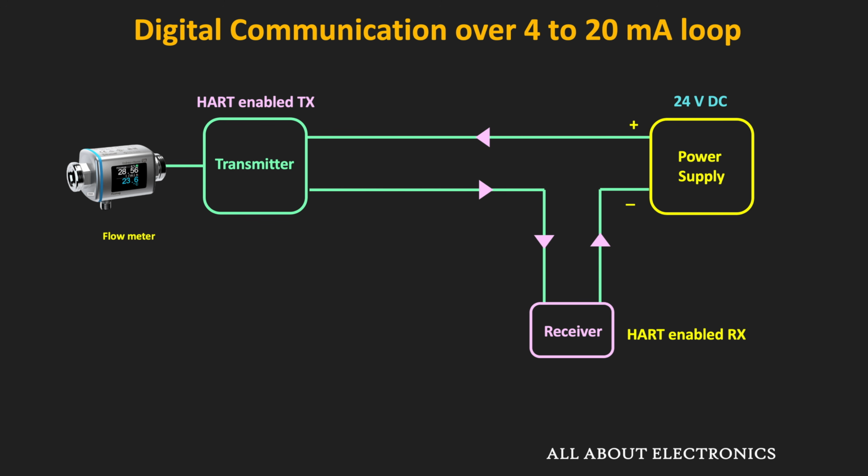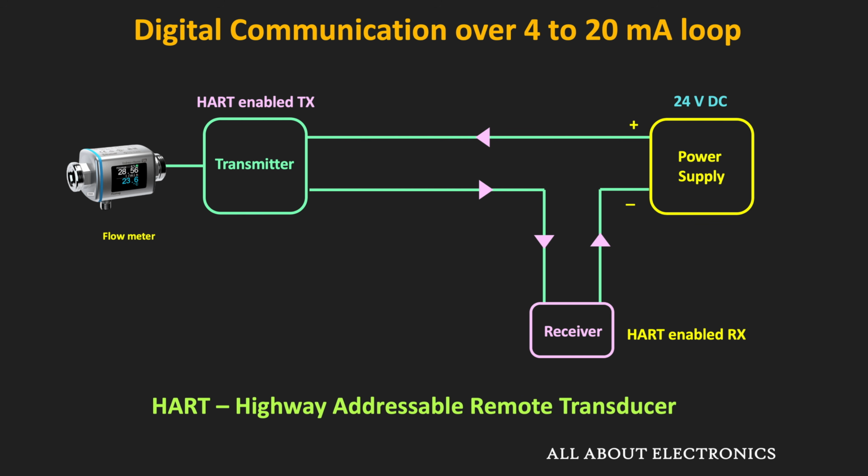So typically, this digital communication is carried out over the HART protocol. That means for that, the transmitter and the receiver should also be HART enabled. So as per this protocol, the digital signal is superimposed on top of the analog signal using the frequency shift keying. So as per this protocol, the logic 0 is transmitted using the 2200 Hz sine wave, while the logic 1 is transmitted by the 1200 Hz sine wave.